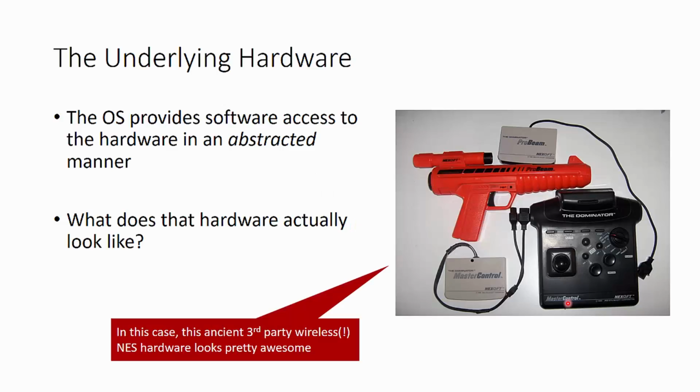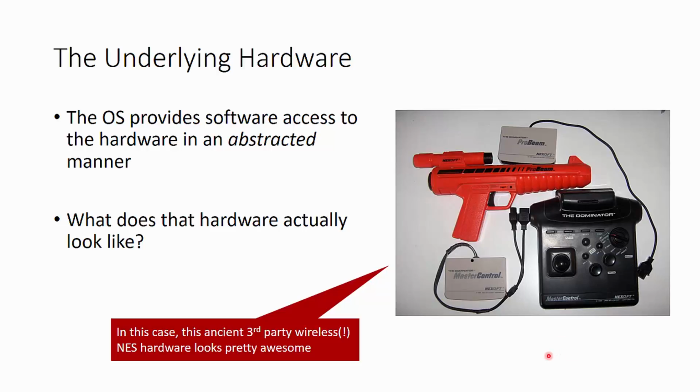Now first of all, we'll talk about hardware for a second. The operating system provides software access to the hardware in an abstracted manner. So we don't just write directly to parts of the hardware. We actually write to the operating system, which then manages those connections for us. So the hardware always looks different. You never know exactly what kind of hardware your code is being run in.